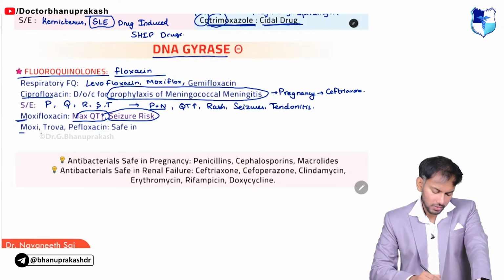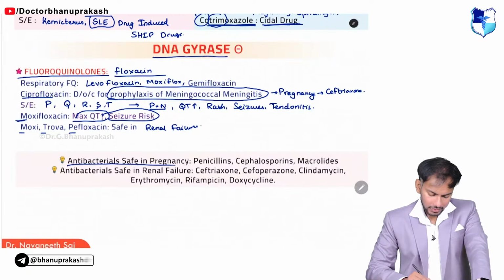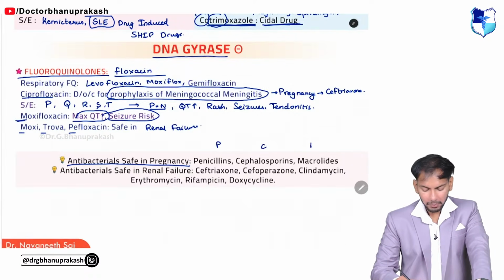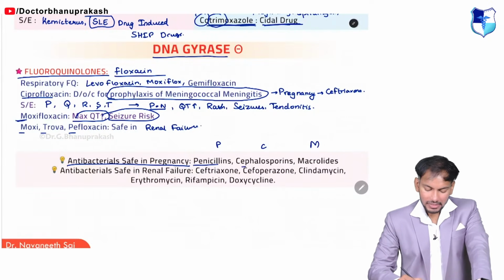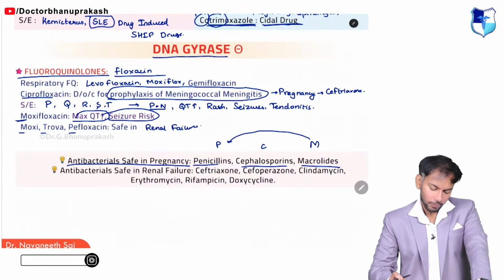And MTP, moxi, trova and pefloxacin, these are safe in renal failure. You can see here at the end I have given you antibacterials that are safe in pregnancy. What is the most safe drug in pregnancy? It is PCM. So you can remember it that way. These are penicillins, cephalosporins and macrolides. Macrolides are also alternative to penicillins.